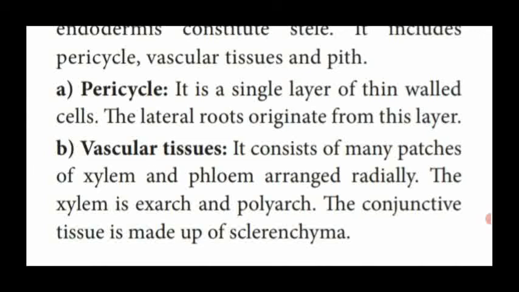Another important variation. Xylem and phloem are connected by a conjunctive tissue made up of sclerenchyma cells. Here it is sclerenchyma, but what is there in the dicot root? Parenchyma cells. That is the variation shown between the monocot root and dicot root.